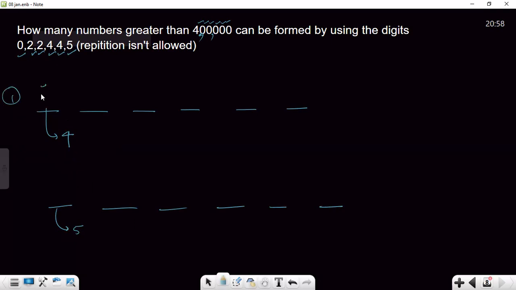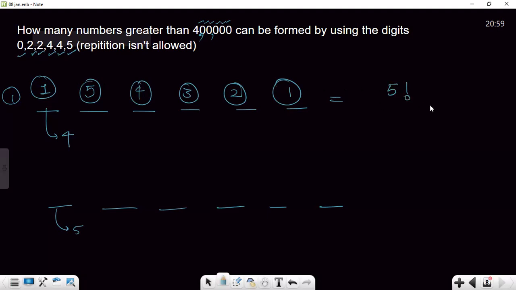So let's discuss the first case. There is only one choice for the first place. How many choices for the remaining? We have 6 digits to use, and one has already been used. So 5, 4, 3, 2, and 1. If we multiply them, it will become 5 factorial.